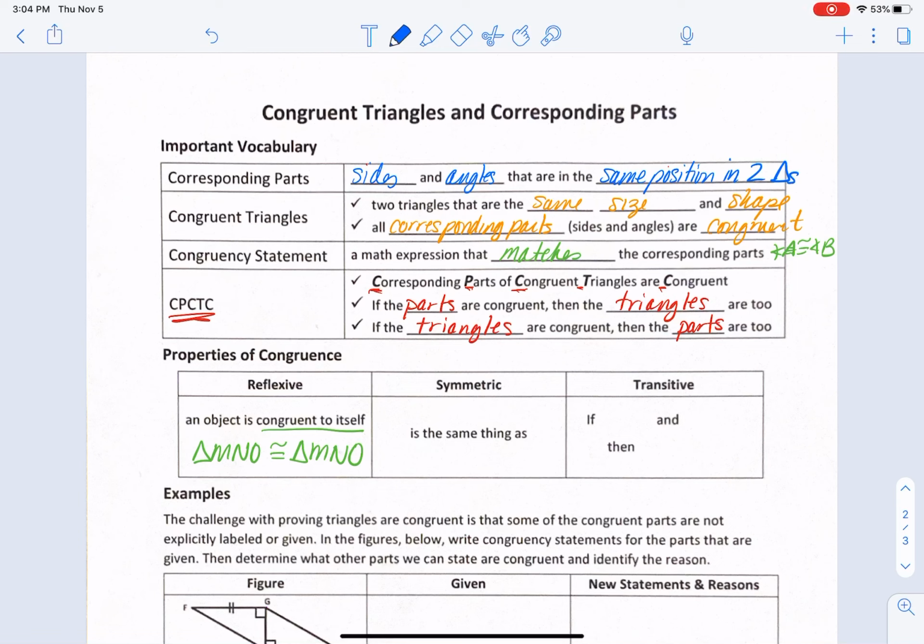Symmetric means that something goes both ways. It's the same on both sides. So triangle XYZ is congruent to triangle RST. That's the same thing as saying that triangle RST is congruent to triangle XYZ.